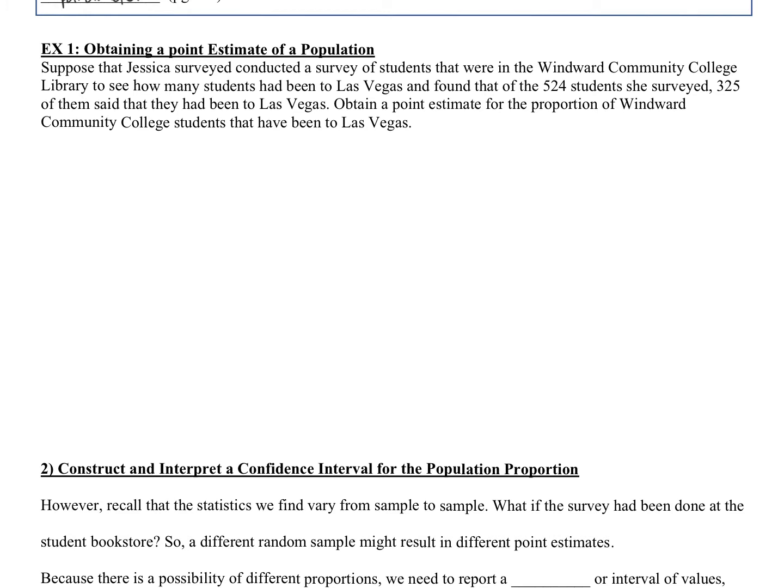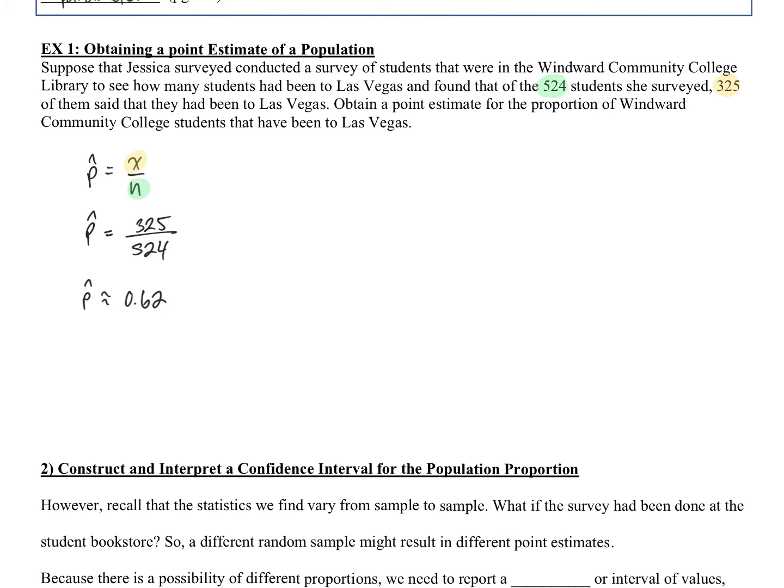So, if we're going to do a point estimate for the population proportion, we would do p hat is x divided by n. In this case, our x value is the number of students that said they had been to Las Vegas, and n was the total sample. So x would be 325, and n is going to be 524. If you plug that into our calculator, what answer will we come out with? So let's see, 325 divided by 524. We get p hat is about equal to 0.62.